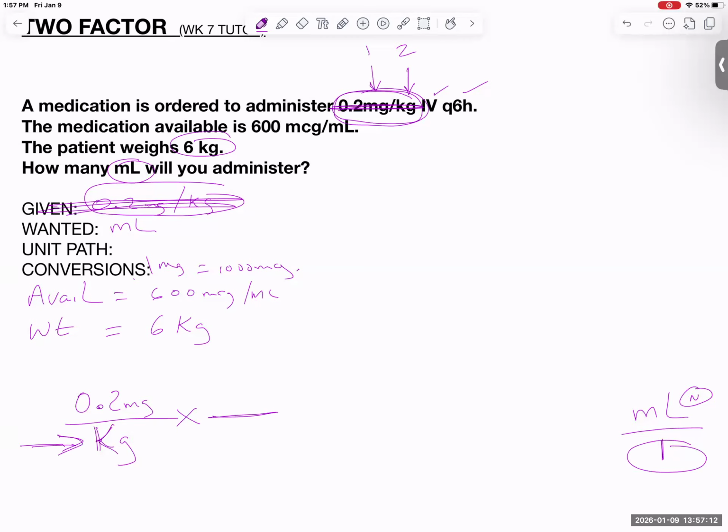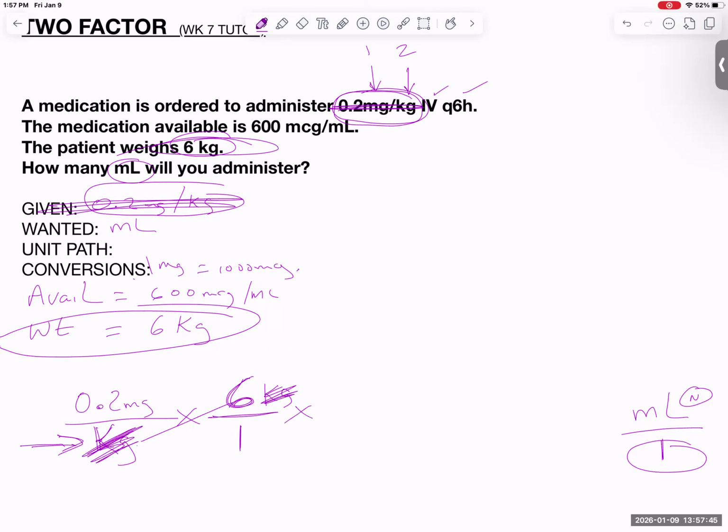To get rid of the kilogram, I have to have kilogram here. Do we agree? Diagonal? Yes, you need kilograms. All right. So what can I use in my problem? 6 kilograms. That's right. I'm going to use the weight. The baby weighs 6 kilograms. When I use that here and I put it over 1, I can cross off the kilograms.